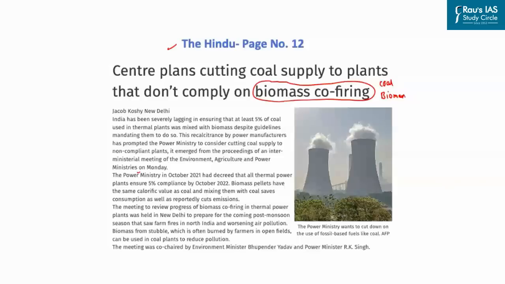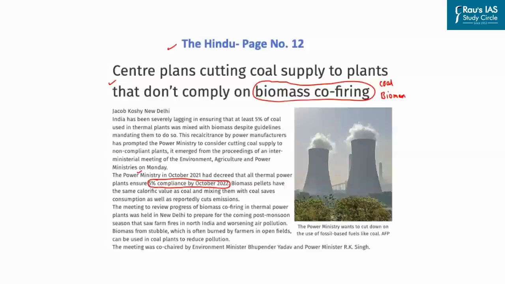Presently, the Ministry of Power, which is implementing the Samarth initiative, has mandated that the thermal power plants should ensure 5% biomass co-firing by October 2022. Since some of the thermal power plants are yet to reach this particular target, the central government has said that those thermal power plants which will not be able to meet the target, their coal supply would be cut off.